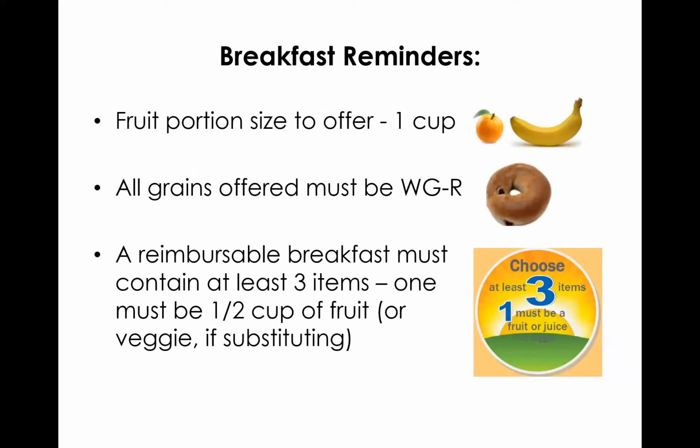So as we wrap up the breakfast, let's talk a little bit about some of the important points. Portion sizes for fruit is 1 cup. All grains offered must be whole grain rich. A reimbursable breakfast must contain at least 3 items and must have half a cup of fruit or veggie if you're substituting the vegetable for a fruit.